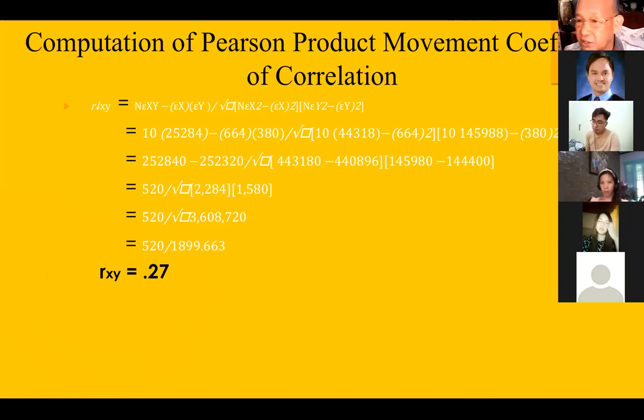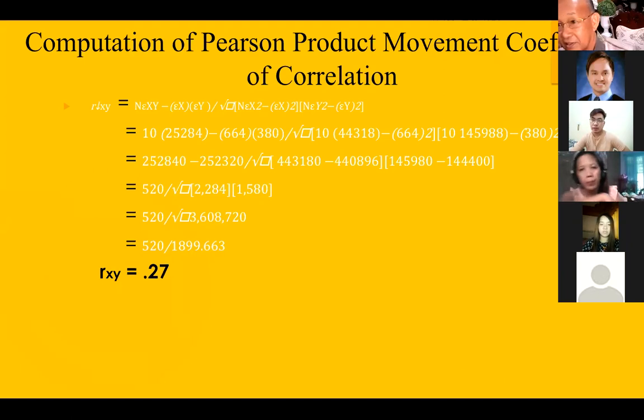The nature of relationship is, who can guess? Directly correlated. Positive correlation. Let us mention it: the nature of relationship is positive. It means that the two variables are directly correlated. Meaning, in general, the higher the math score, the higher the science score. Inversely, the lower the math score, the lower the science score. That is our answer for question number 2.